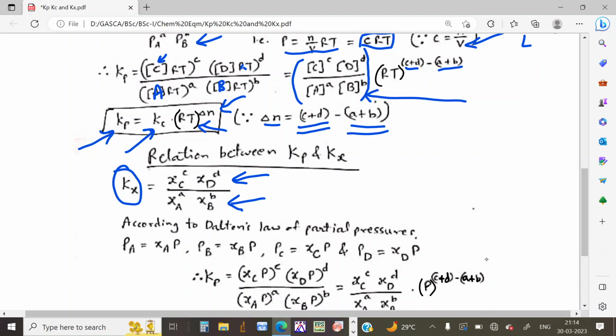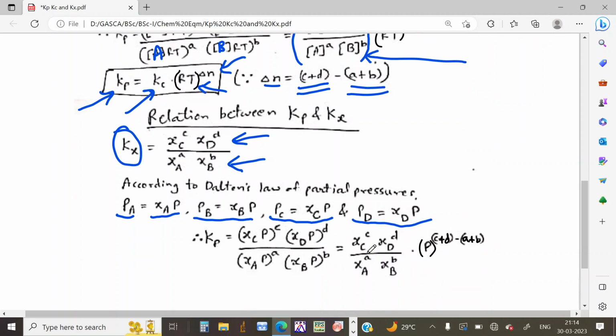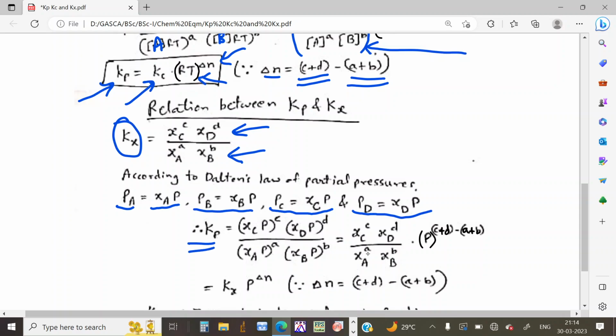So xc raised to small c, xd raised to small d divided by xa raised to small a, xb raised to small b. Now according to Dalton's law of partial pressure, we know that the partial pressure exerted by reactant A is equal to the mole fraction of A into P total. Similarly for Pb, xb into P. For partial pressure of C it is xcP, partial pressure of D is xdP. Okay. Now write down the Kp. Kp is equal to partial pressure of C raised to c, that is xcP raised to c, into partial pressure of D.